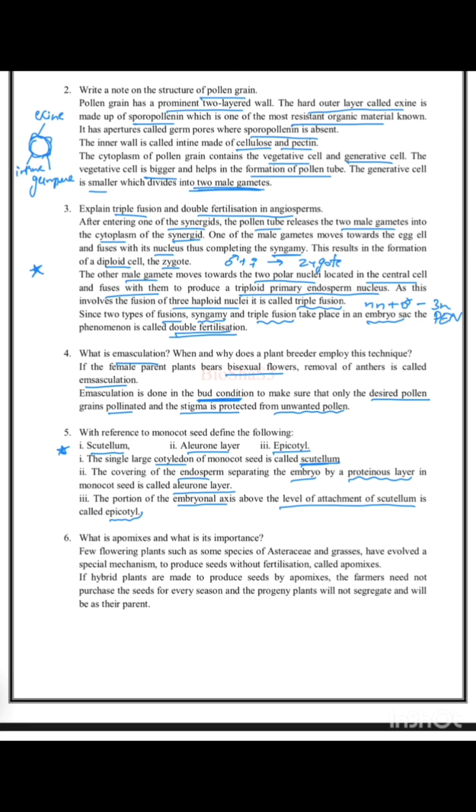What is apomixis and what is its importance? Few flowering plants such as some species of Asteraceae and grasses have evolved a special mechanism to produce seeds without fertilization, called apomixis. If hybrid plants are made to produce seeds by apomixis, the farmers need not purchase the seeds for every season, and the progeny plants will not segregate and will be like their parent. So that is one important point. This is also one important question, students.